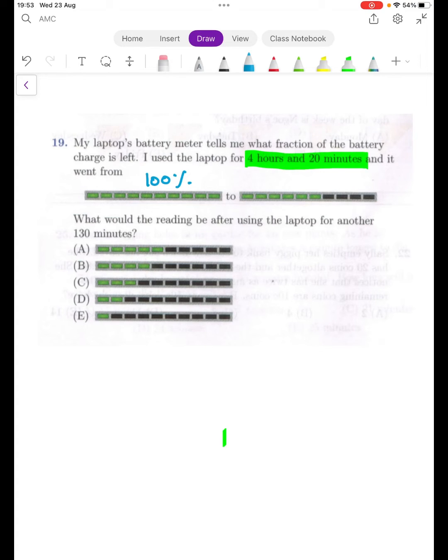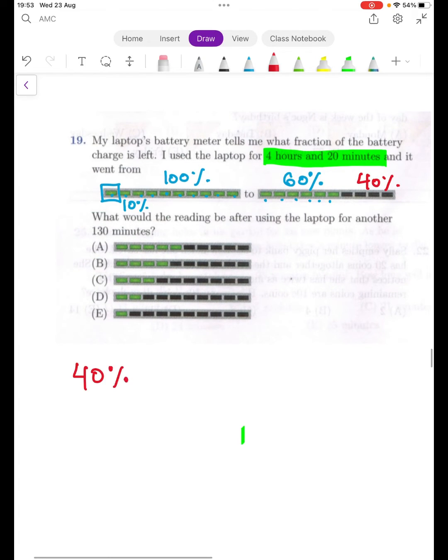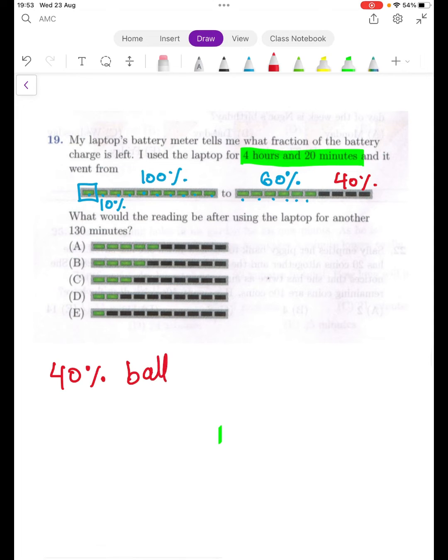So it was 100%, and we can see 1, 2, 3, 4, 5, 6, 7, 8, 9, 10. 10 bars that represents 100%. So each of these little bars represent 10%. All right, and it went from 100% to 1, 2, 3, 4, 5, 6. Only 60% battery is remaining and 40% is drained. So 40% battery is drained in 4 hours and 20 minutes.